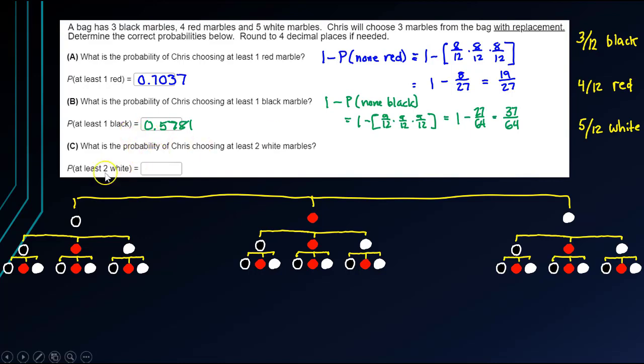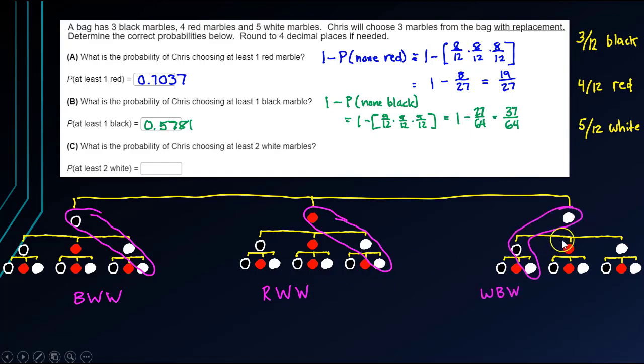Now, here comes the tricky part. The probability of at least 2 white marbles. This one's a little more problematic because, what's the exact opposite of that? So here's why I have to look at the possible scenarios. This is where the outcomes down here come into play. I could do a black, white, white. I could do a red, white, white. I could do a white, black, white.